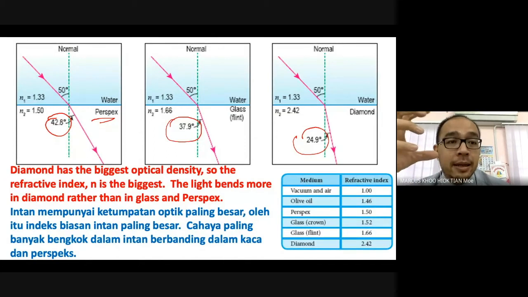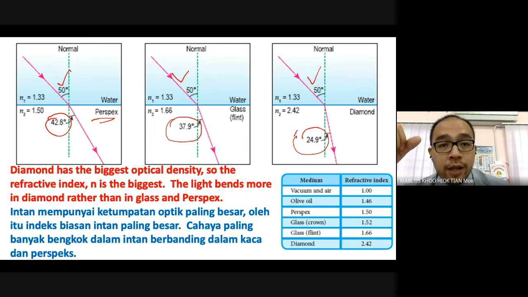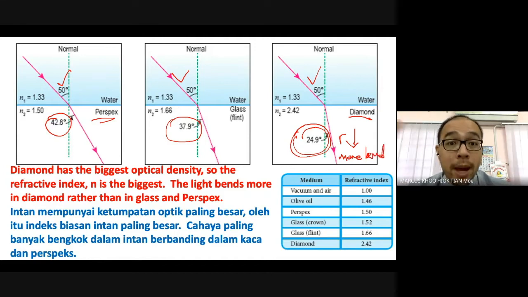It's a kind of plastic. So look at all the incident angle is the same, 50, 50, 50. But look at the refracted angle. The refracted angle is 24.9 for diamond. Okay. So what does this mean? If the refractive angle is small, the smaller the refractive angle, the more it is bent.